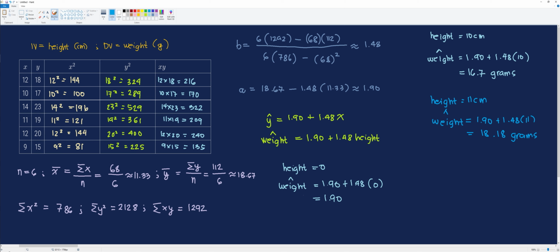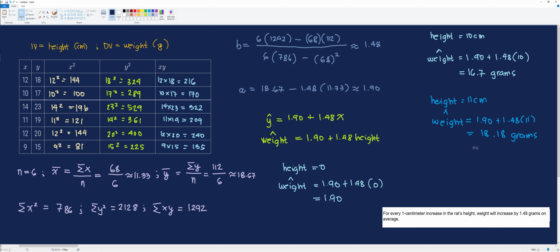Notice that as we increase the height of the rat by 1 centimeter, the weight will increase by 1.48 grams, which explains our interpretation earlier, which is for every 1 centimeter increase in the rat's height, weight will increase by 1.48 grams on average.